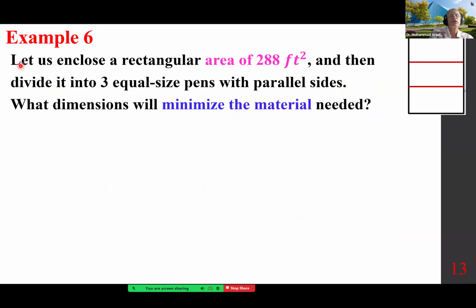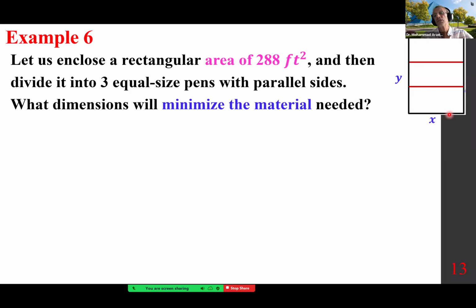Example 6: let us enclose a rectangular area of 288 square feet and then divide it into 3 equal size pens with parallel sides. What dimensions will minimize the material needed? First, let's look at the shape, define our variables. The sides are x and y. The objective is to minimize the material.